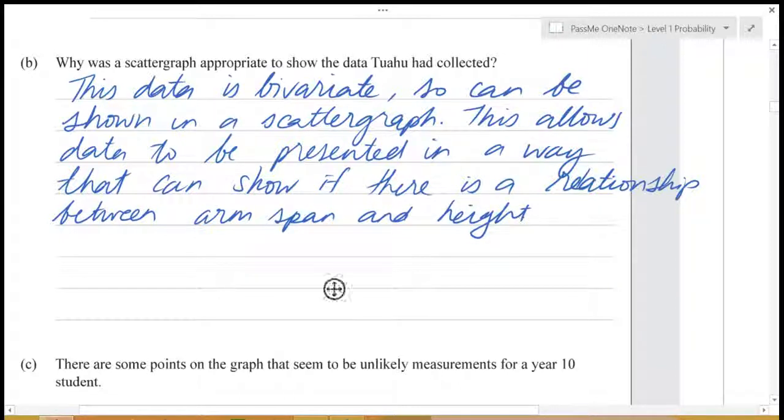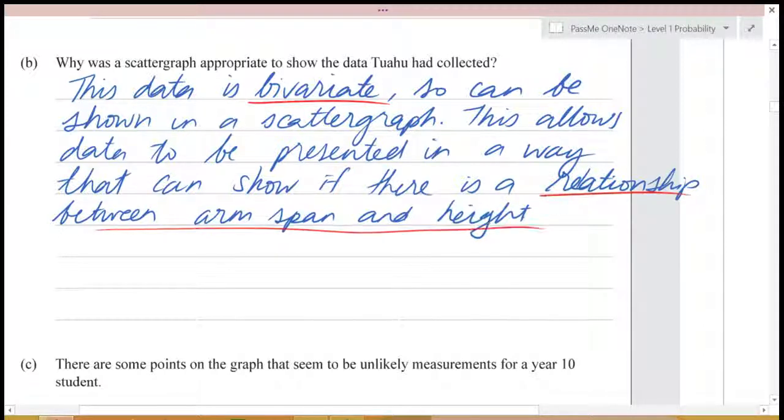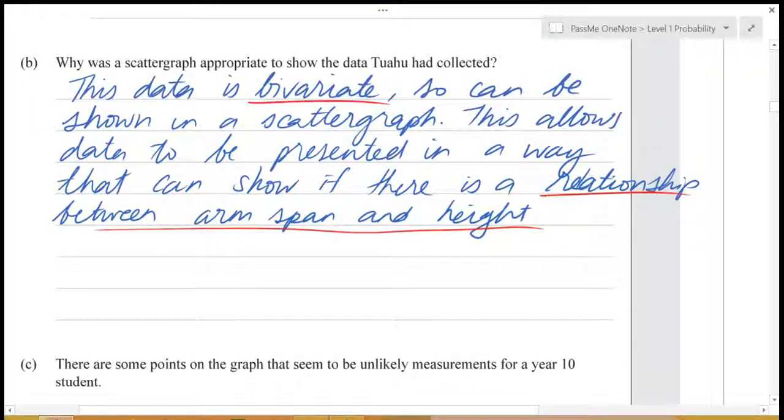Okay, so everyone's going to write something different here, but I guess the key points are that a scatter graph is good for showing bivariate data, so that's where you've got two variables that you're comparing, and this is a good way to see if there's a relationship between arm span and height. So if you've got those key points in there, similar words, that's great.